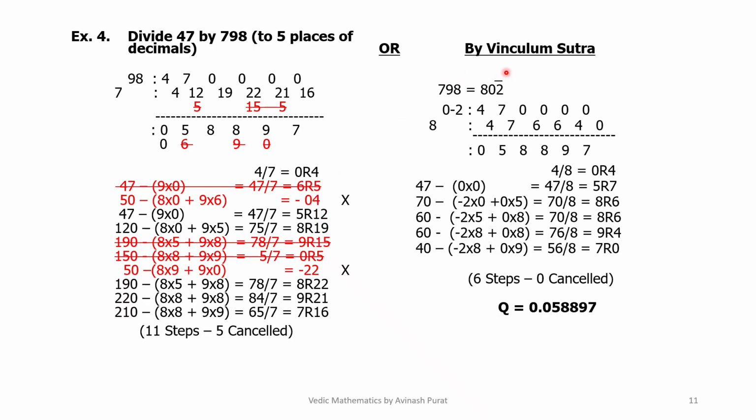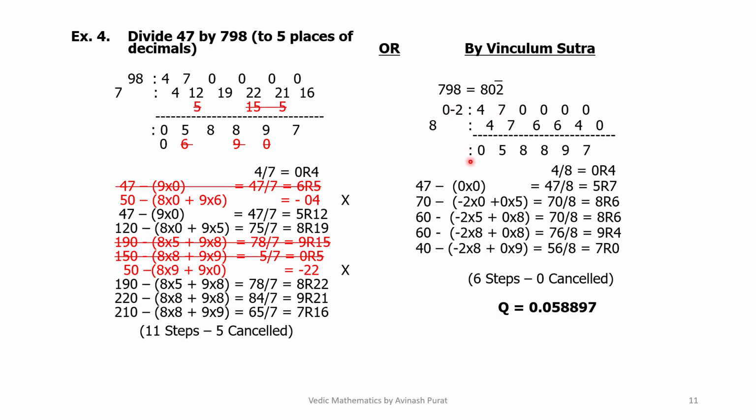Now we will go by Vinkaram Sutra. 798 is the divisor, that is equal to 80 by 2. Now 8 is the first divisor and 0 minus 2 is the second and third divisors taken as Dhvajanks. So 4 by 8 equal to 0 or 4. Remainder is 4.